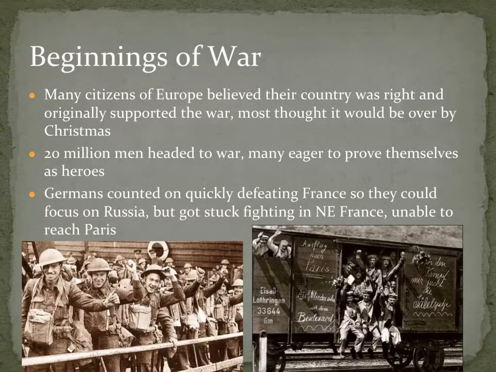The Germans, again, counted on quickly defeating France so they could return and focus on Russia in the east. That did not play out. So what happened is that they got stuck fighting in northeastern France. They were unable to reach Paris and quickly defeat France. So now they're fighting a true two-front war, which is what they had hoped to avoid with the Schlieffen Plan.